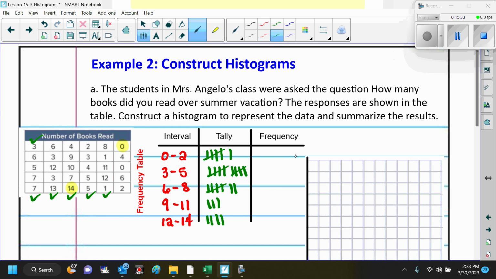And now you just write the number. So there's 5 here. So whenever you see the line, there's a 5. It says 5 plus 1, there's 6. This one is 10. Then we've got 7 here, 3, and 4. And there is your frequency table.